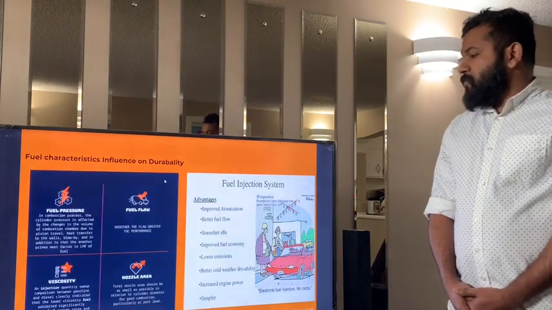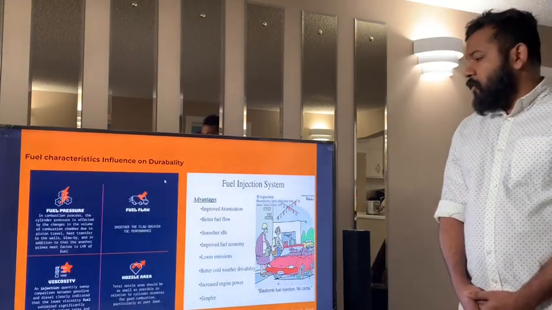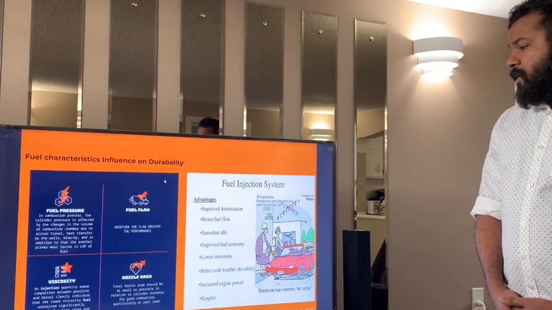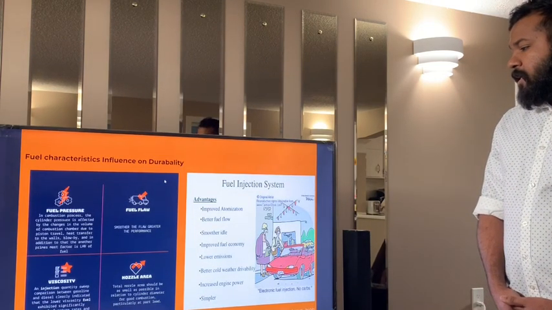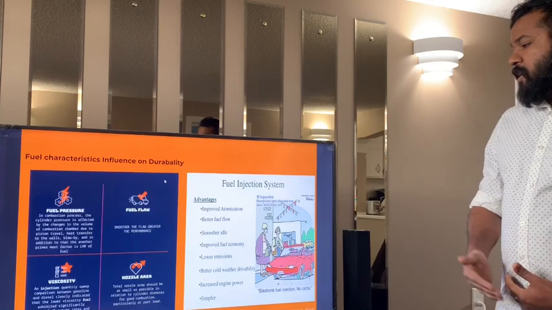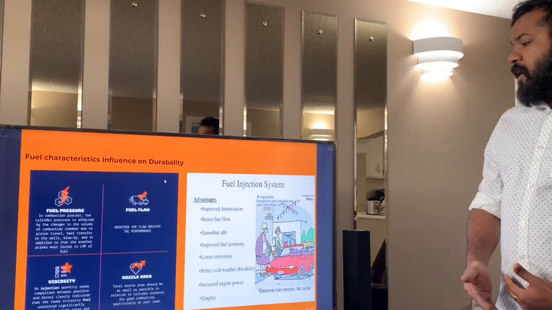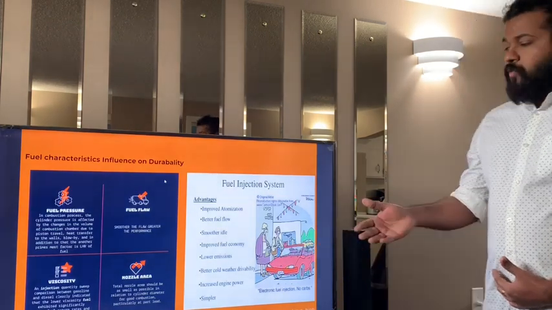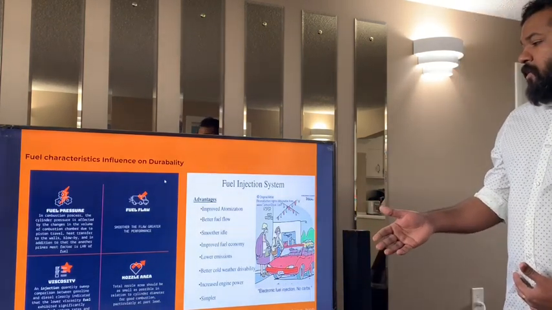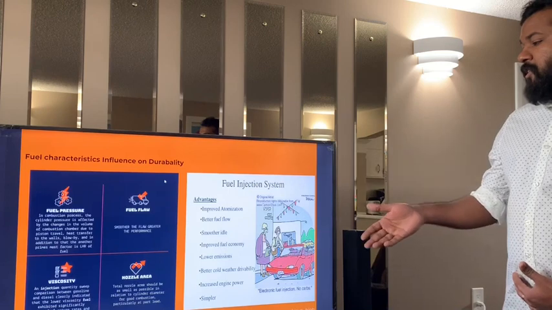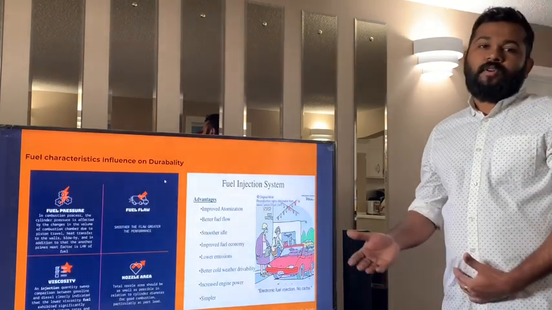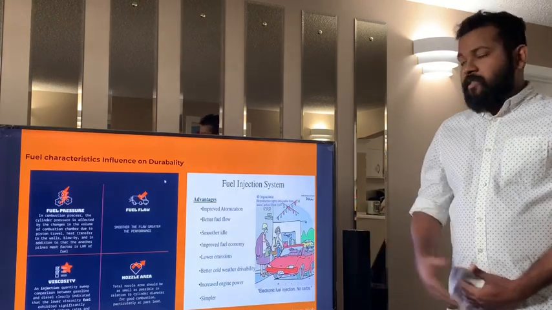The next one is viscosity. Our injection quantity sweep comparison between gasoline and diesel clearly indicated that the lower viscosity fuel exhibited significantly higher fuel return rates and temperature. So here also the performance can increase. Therefore, lower viscosity fuel exhibited significantly higher fuel return rates. So viscosity also plays an important role in the performance of the fuel injection system.